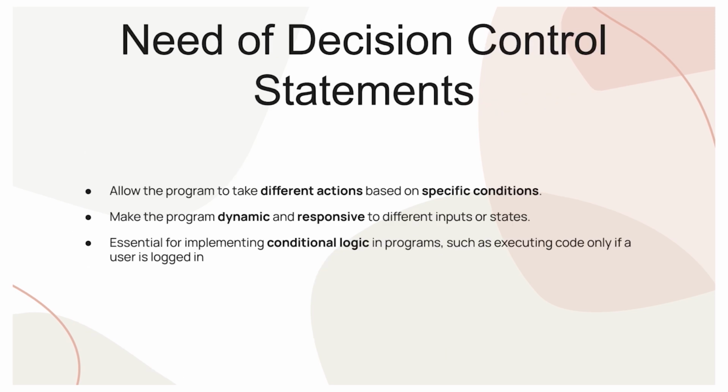Why do we need decision control statements? Sometimes a situation arises where some decision must be taken whether the part of the code should be omitted or executed. These types of statements allow the program to take different actions based on specific conditions. It also makes the program dynamic and responsive, depending upon the inputs or the states in the current situation.